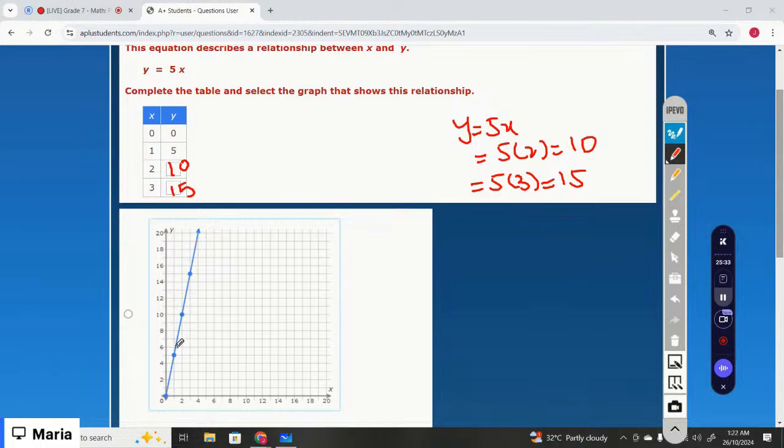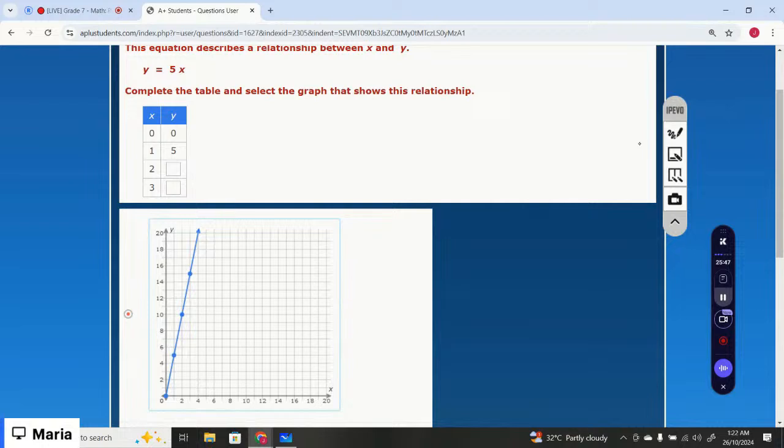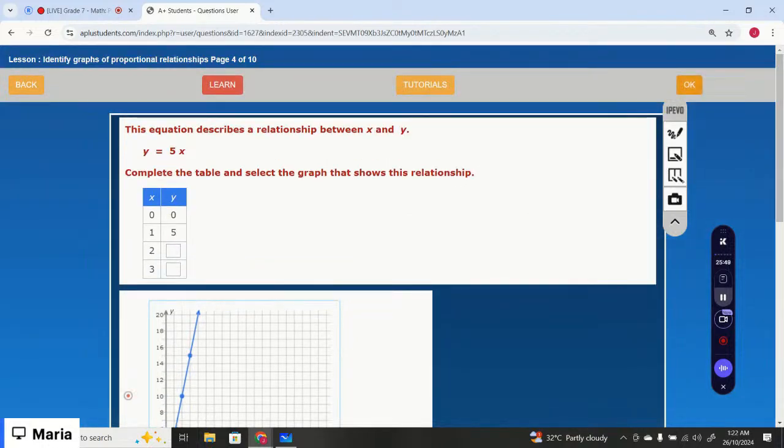0, 0. X is 1, y is 5. X is 2, y is 10. And x is 3, y is 15. Option number 1 is the correct option. The correct option is option number 1.